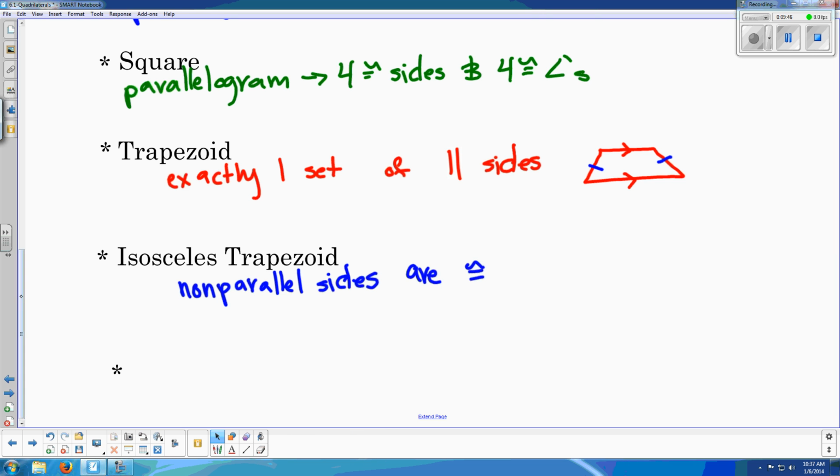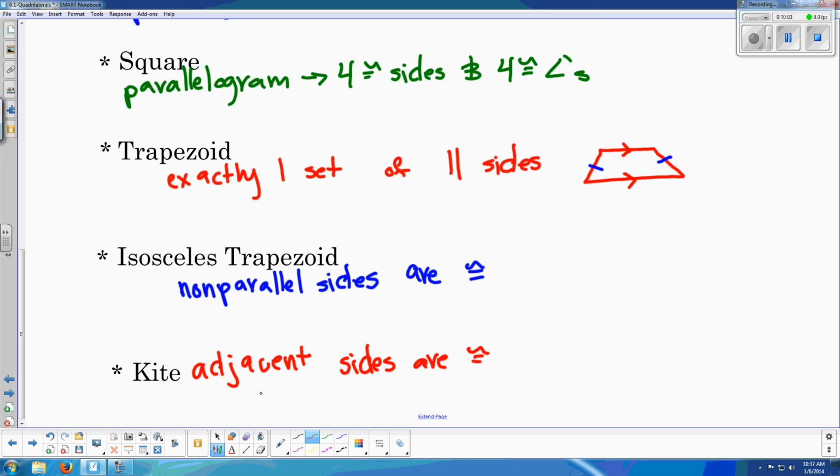Now, our last quadrilateral that we need to talk about is a kite. Now, a kite, all we know is that the adjacent sides are congruent. Now, remember, what does the word adjacent mean? Next to. So, that means that the sides that are next to each other are congruent to each other. Got it?